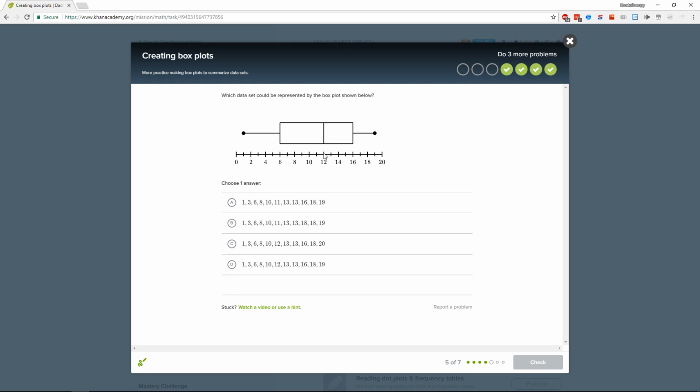Which set of data? Great. Who wants to think about all this crap? Let's see.